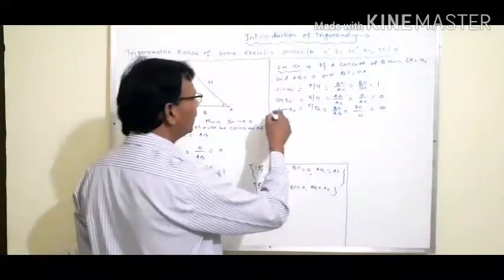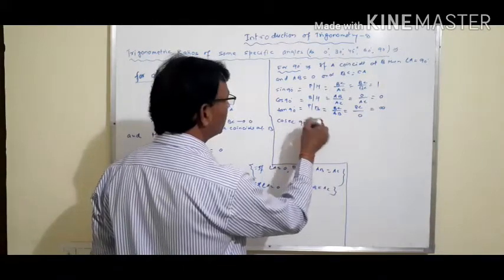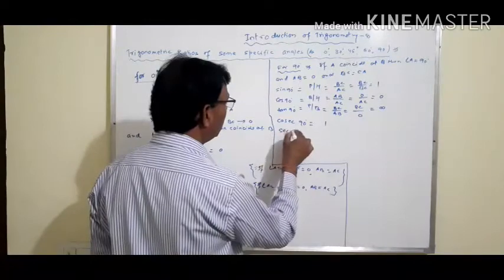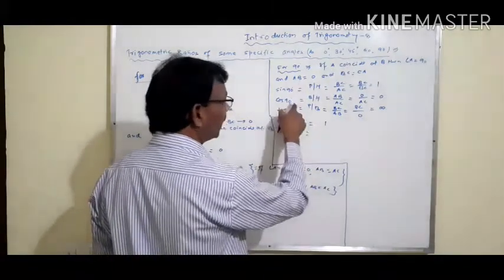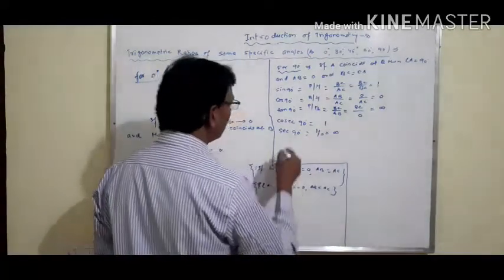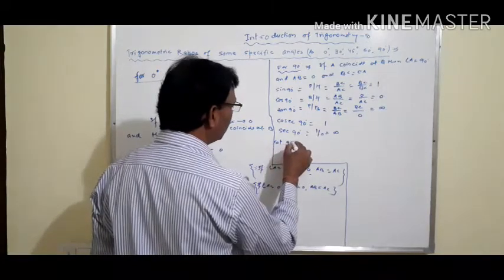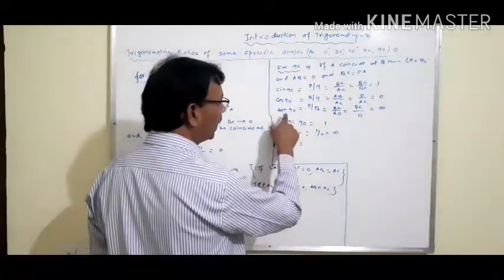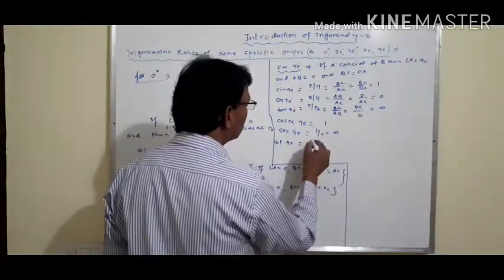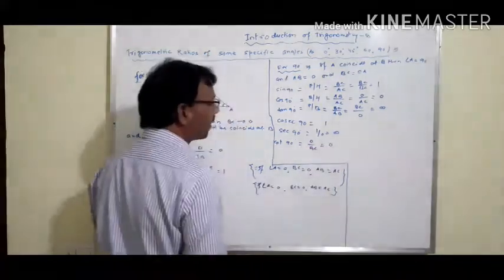Similarly we can find the cosec of 90. Cosec 90 means reciprocal of sin 90, so this will be 1. Sec of 90 means reciprocal of cos 90, that means 1 upon 0, which is not defined. And cot of 90 equals reciprocal of tan of 90. Tan of 90 is BC upon 0, so its reciprocal is 0 upon BC, which is 0.